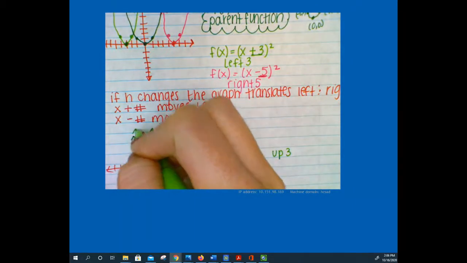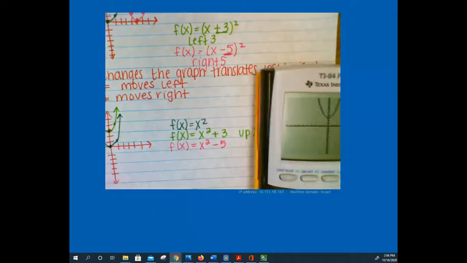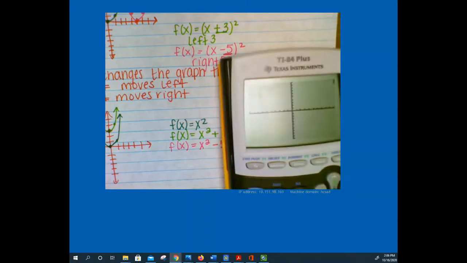So it's shifting up. What do you think is going to happen when it says this? Let's see. x squared minus 5. Most of you, I'm sure, are thinking down, and yep, it is down. 1, 2, 3, 4, 5.